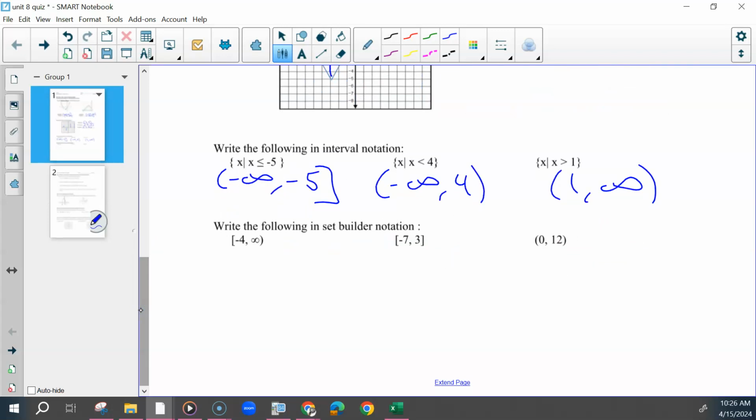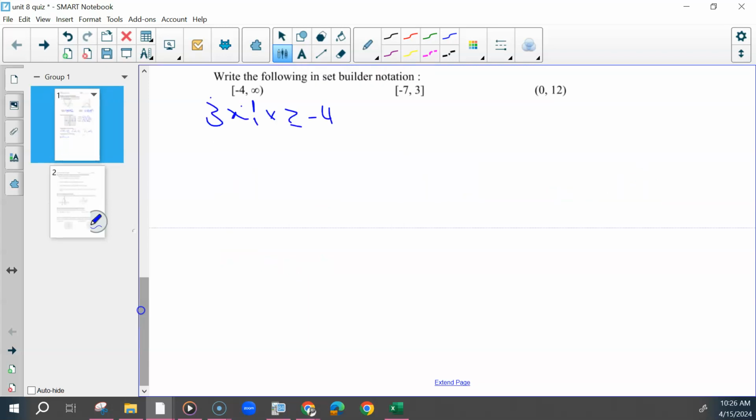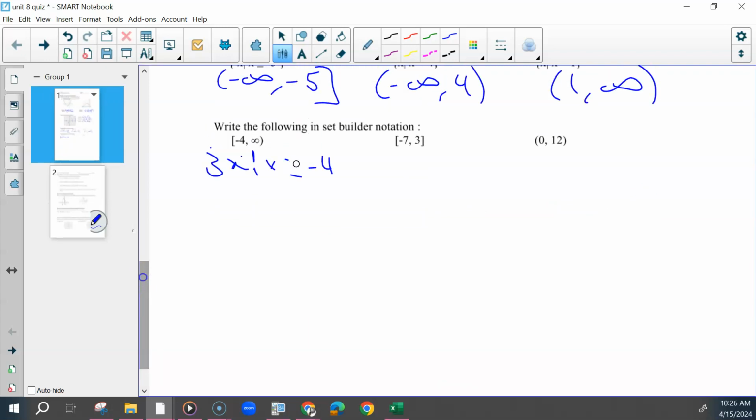So this one is very similar to one of these. Starts at -4, goes to infinity, so that would be a greater than, but greater than or equal to because of the square bracket. So you could have written it with the curly brackets or without. I didn't count it off if you didn't put the curly brackets. But some of us missed the equal to part or didn't put the negative. And that part you did get counted off for. It's equal to because of the square bracket.